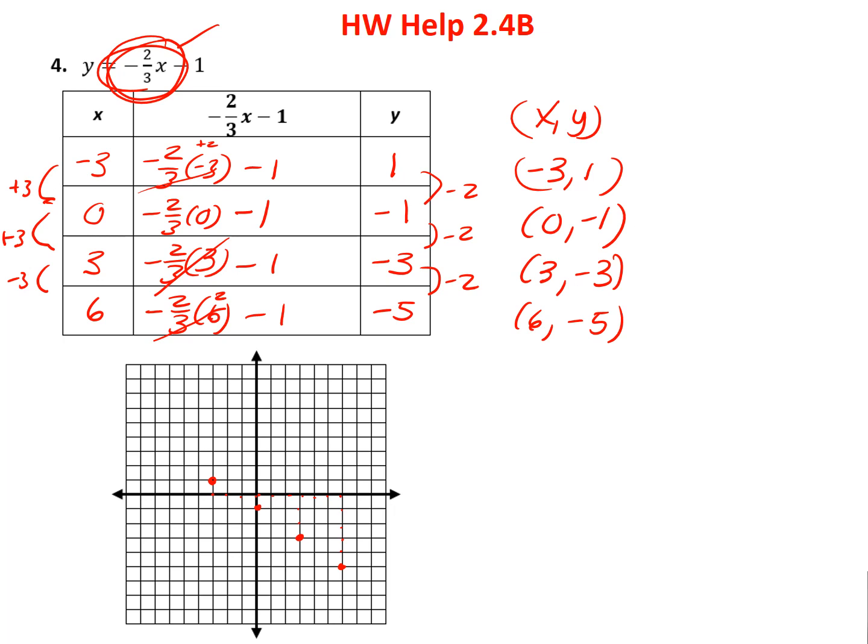And if you did it right, they should all be in a straight line. So there's my straight line there. And again, as I pointed out last time, if I look at the change, as it goes over, it actually goes over 3, but then it goes down 2. -2 over 3, that's that there.